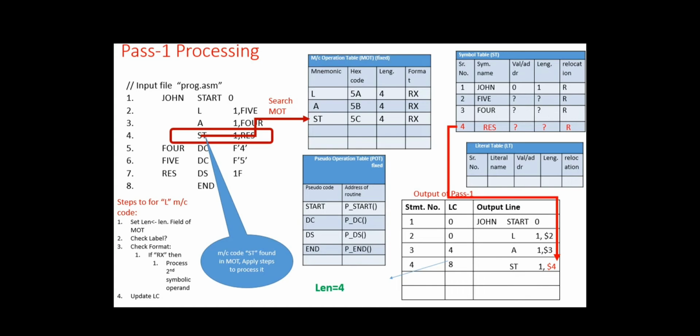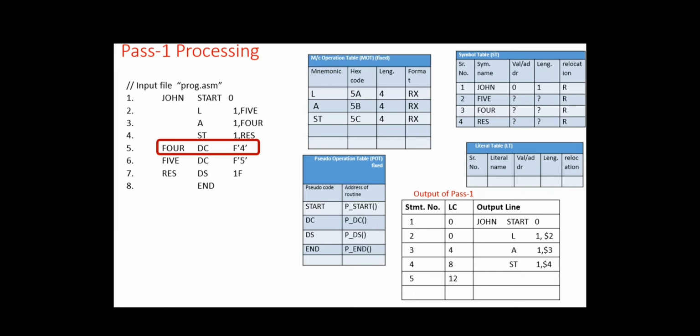Current value of LC is 8. 8 onward, next 4 bytes are taken by ST, mnemonic ST. So next instruction का address definitely उसकी length add करके ही मिलेगा. So current value of LC is 8. Current instruction length is 4. Add them, you will get the next address, that is 12. Okay. After updating LC, you have not yet reached the end pseudocode. So continue, read the next line from input file.